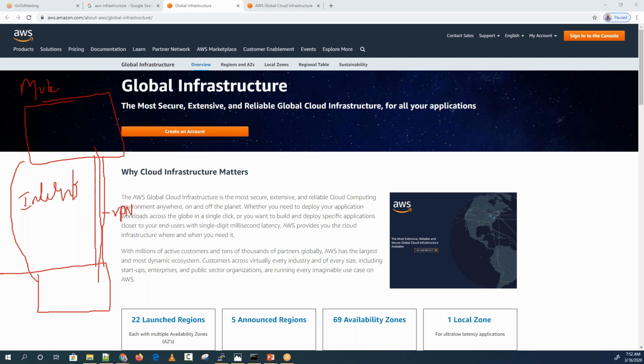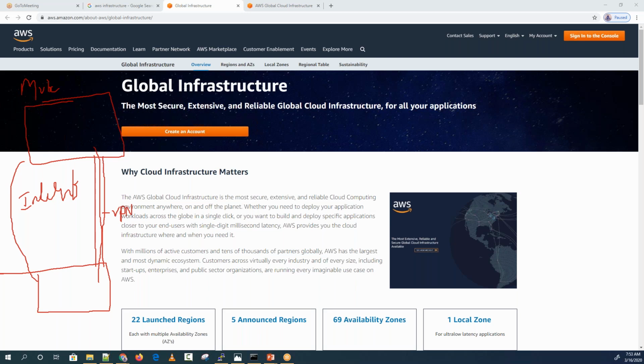Okay, so this is what you're telling: 1A, 1B. If you're running only one instance of an application, and that instance is down, it is down, right? You are actually having a single point of failure. In that case, if your availability zone is down where your application is running, it's down. So how do we overcome this?